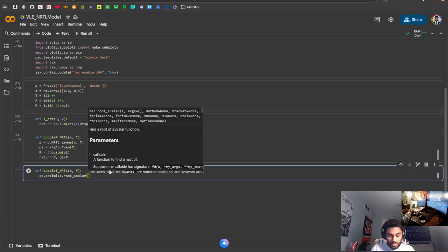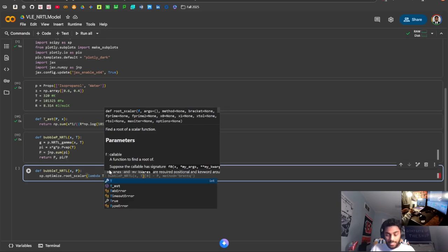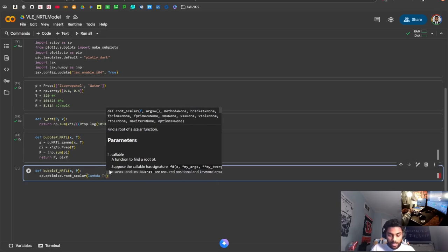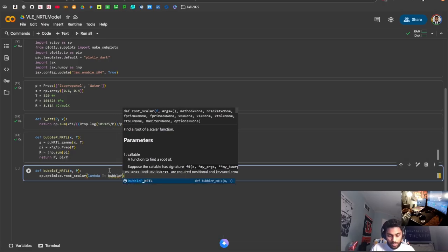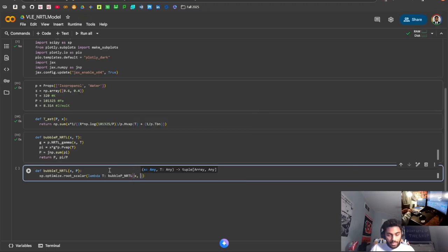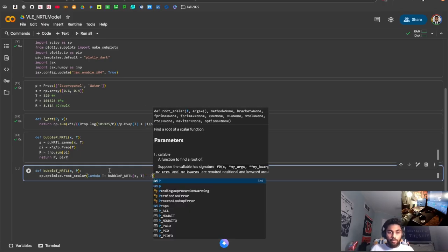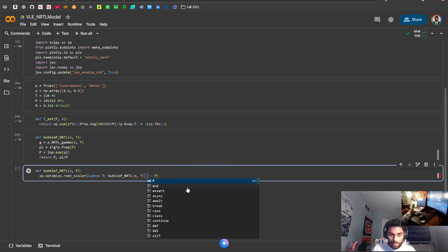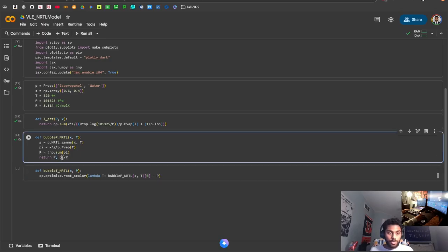So what we have to do is first define an unnamed function, so we're going to throw in a lambda with inputs of t, and we're going to call back to our bubble P NRTL with inputs of x and t, minus our overall pressure, because that's what we want to set to 0. For this, we just want our first value, because remember we're returning both pressure and our composition. We just want to return the pressure.